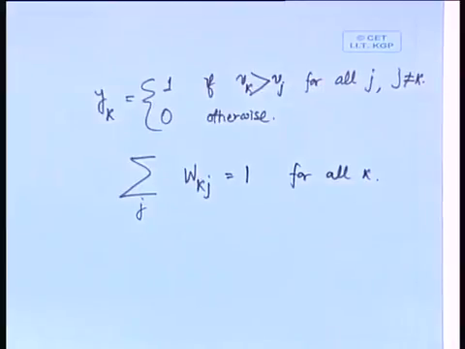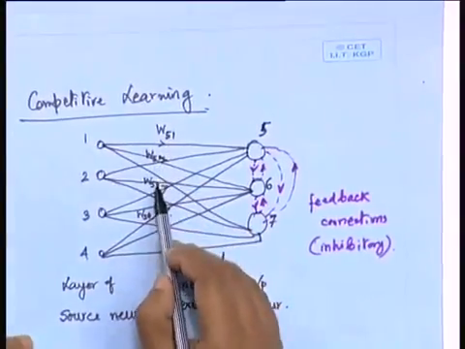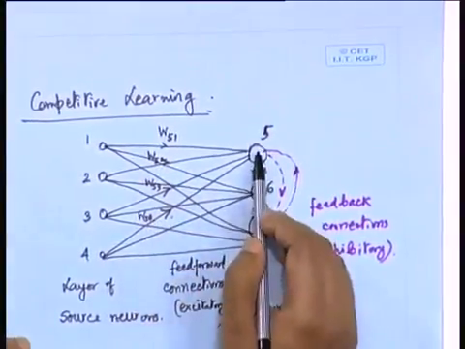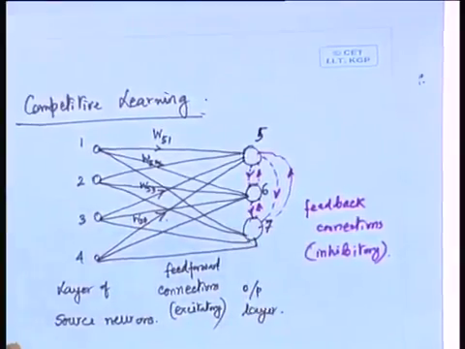That means the sum total of the synaptic weights to any output neuron is going to be 1, meaning that the summation of w 5 1, 5 2, 5 3 and 5 4 is going to be 1. Likewise, the summation of w 6 1, 6 2, 6 3 and 6 4 is going to be 1.